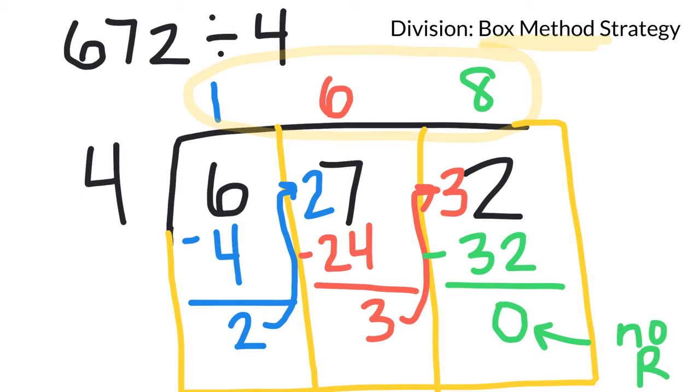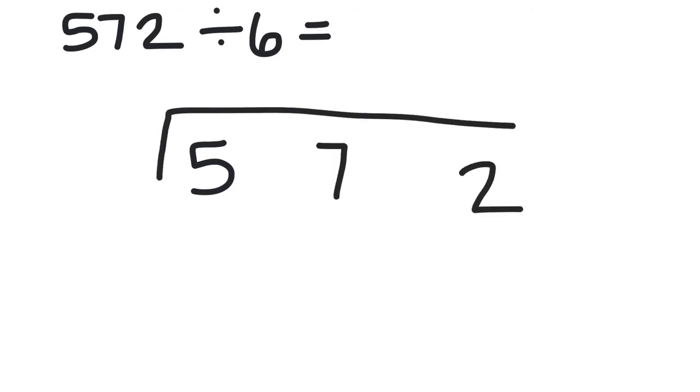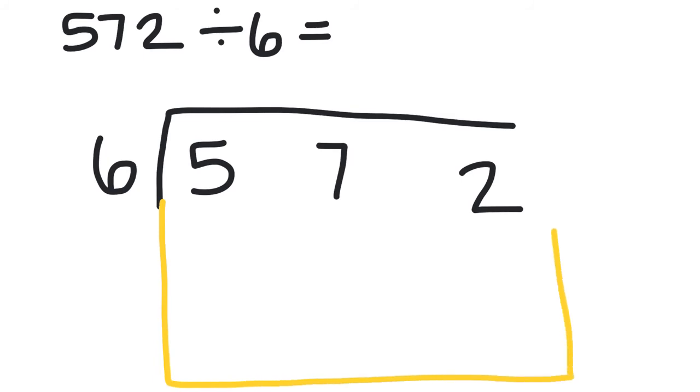168. So 672 divided by 4 equals 168. And that's the box method. Let's try it again. For this example, we're going to do 572 divided by 6. So again, we're going to set up our numbers, giving ourselves a lot of space. And then we're going to go ahead and create our boxes and draw our lines between each of our digits.